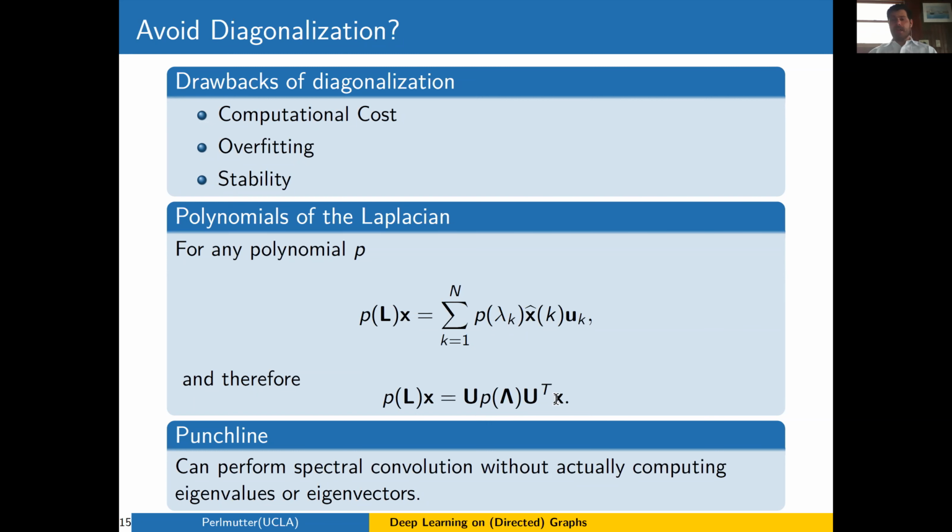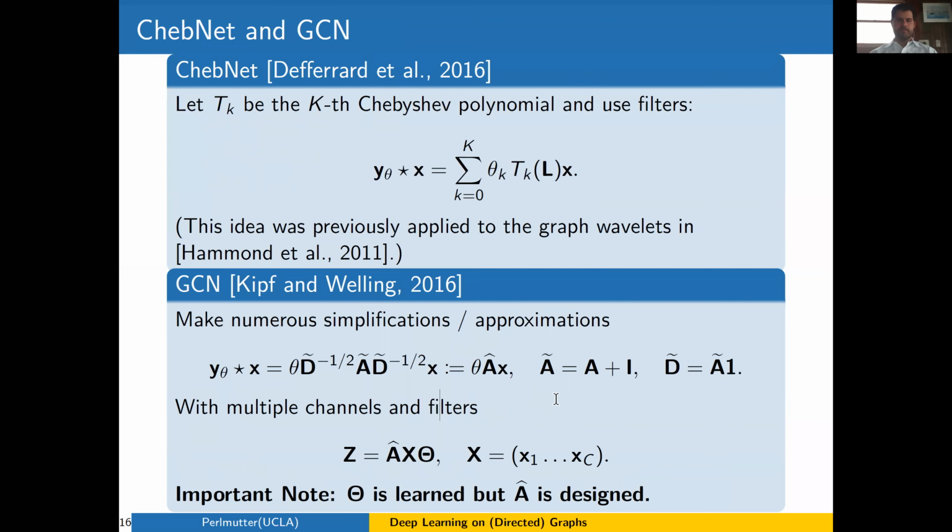So the punchline of this slide is that defining convolution in the spectral domain like this is great and mathematically principled, but it has several practical drawbacks. But we can carry out these multiplications in the spatial domain without dealing with the heavy computational cost of actually computing all of these eigenvectors and eigenvalues. And this is the basis for two very popular graph neural networks.